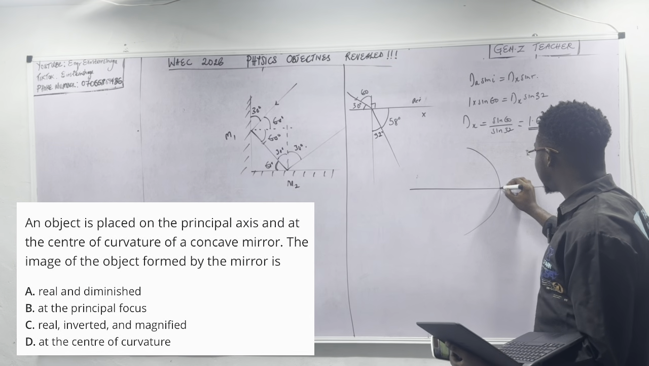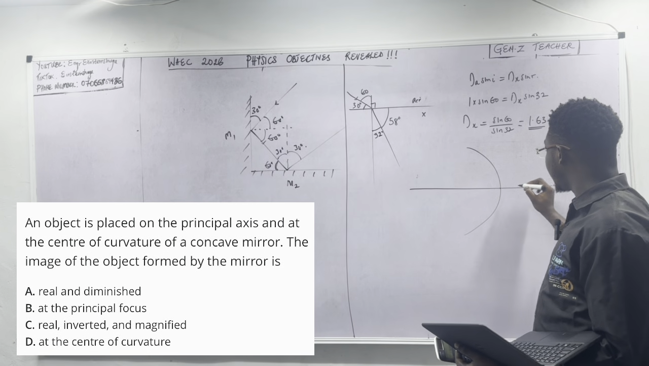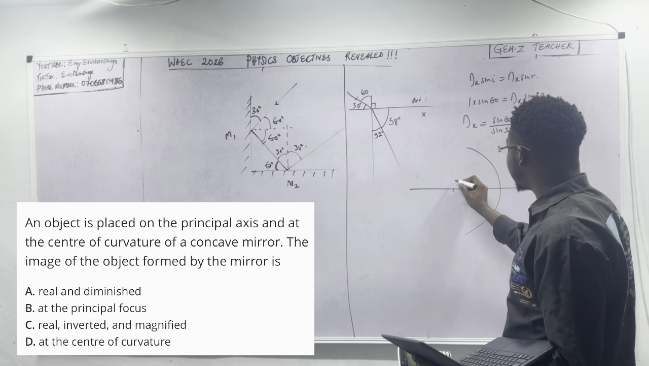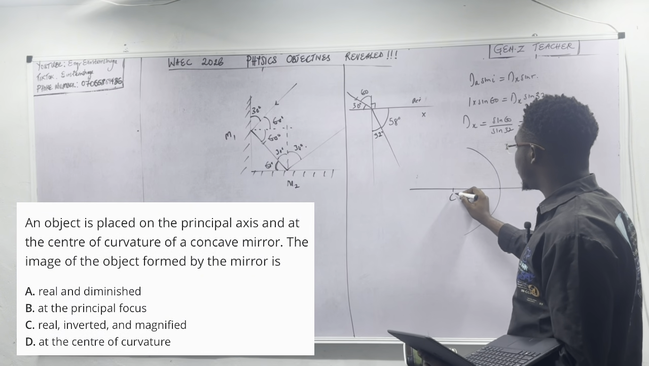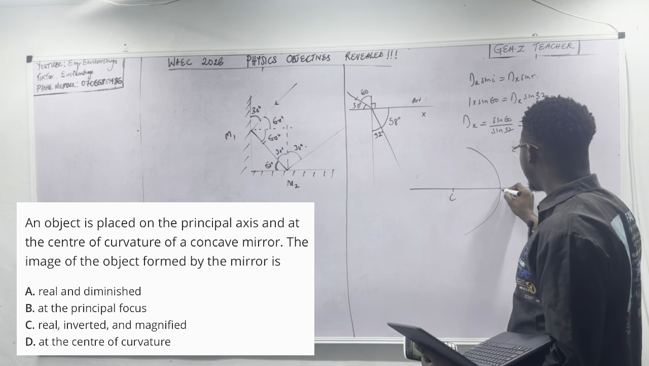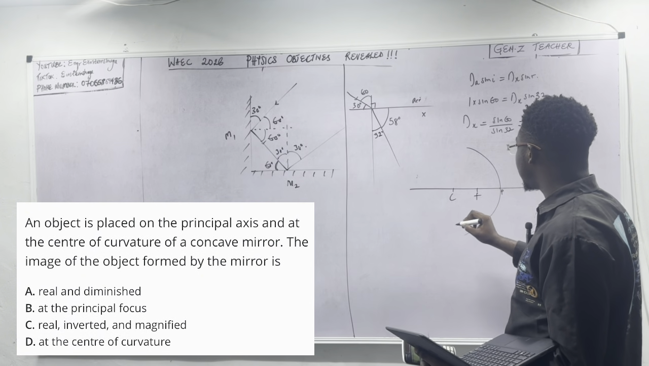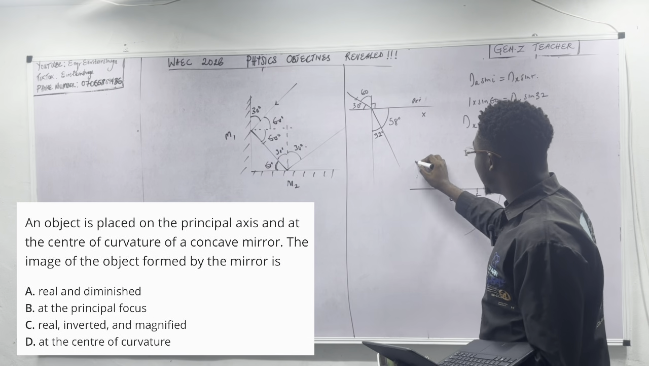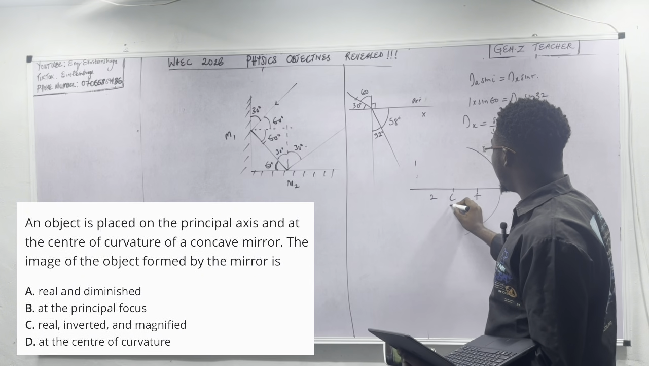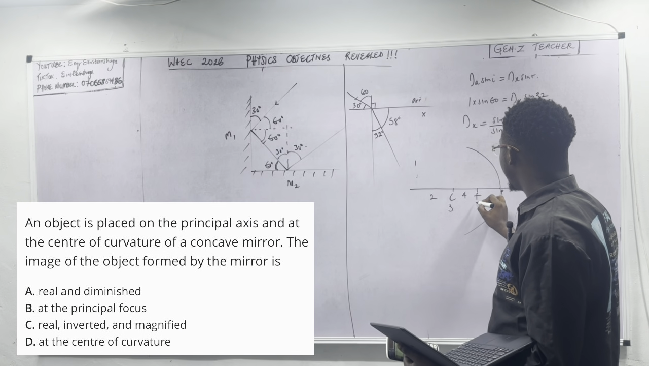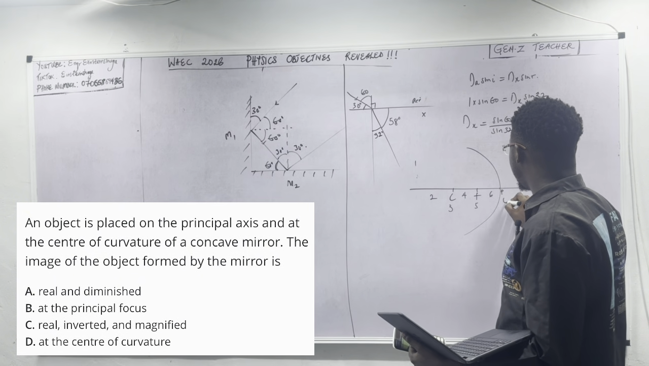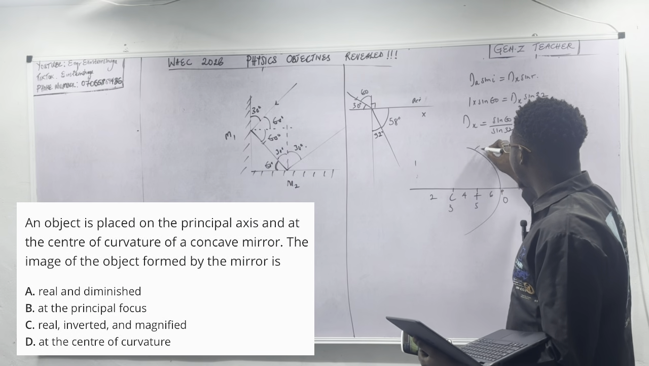Okay, so this line is your principal axis. Okay, and here is the center of the circle. Here is center of the curvature. Okay, this is the pole. We have the focal point. I'm going to label this. I call here 1. I call here 2. Call here 3. Call here 4. Call here 5. Call here 6. And I call here 0. This is the back of the mirror.